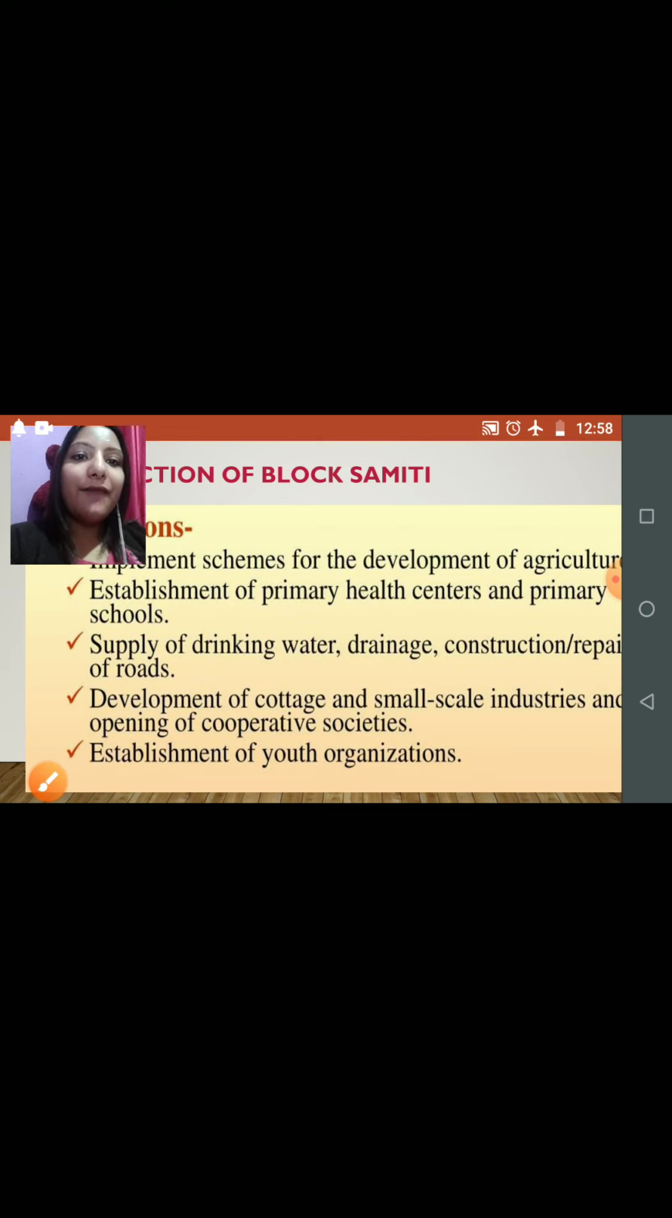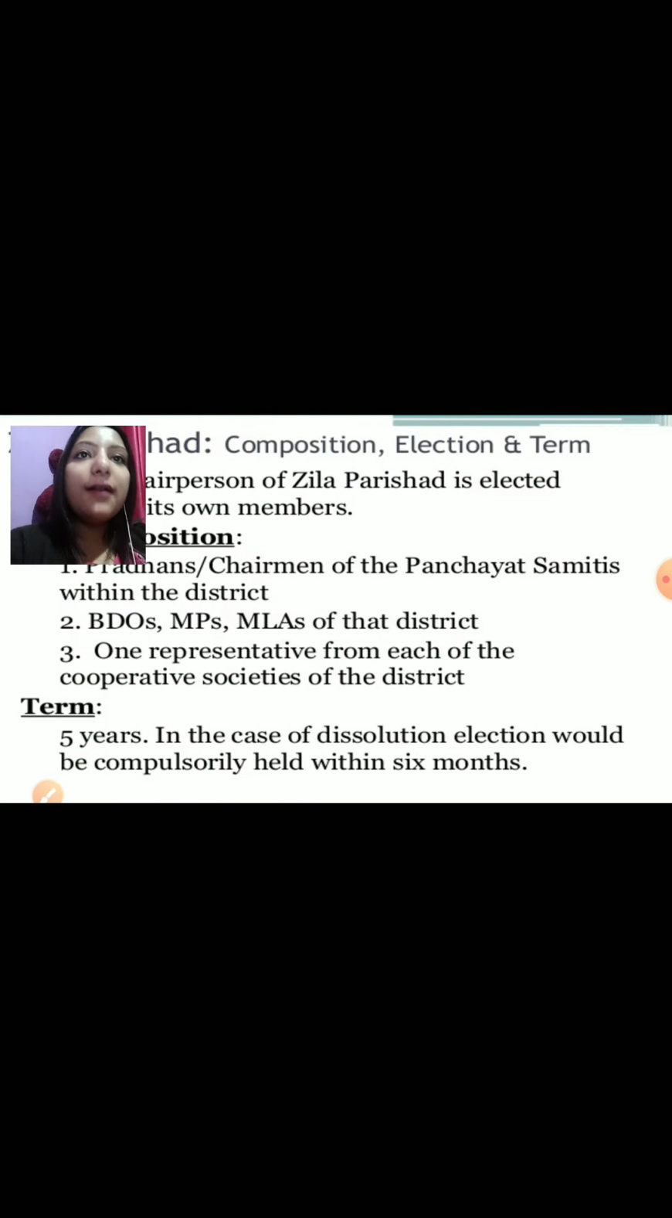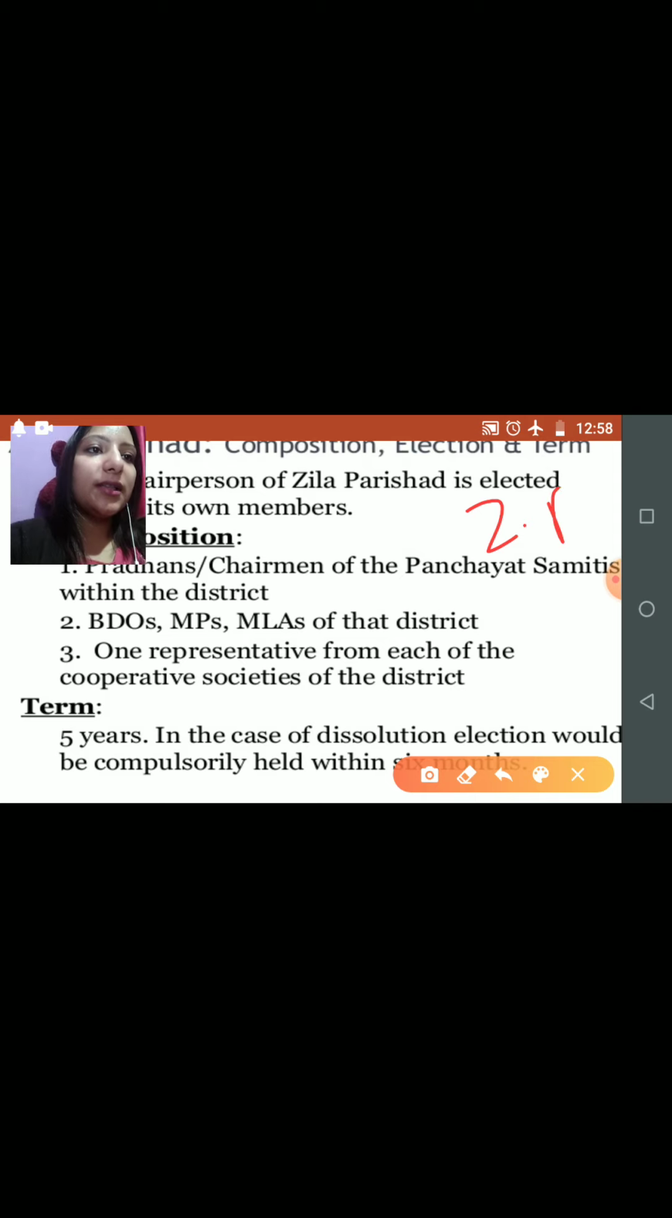Now we have the last part, the Jilla Parishad. The Jilla Parishad is at your district level. If you see the hierarchy, we have the Jilla Parishad, then the block samiti, and then the panchayat system. So this is the hierarchy. We have done the panchayat, we have done the block, and now we are dealing with the Jilla Parishad.